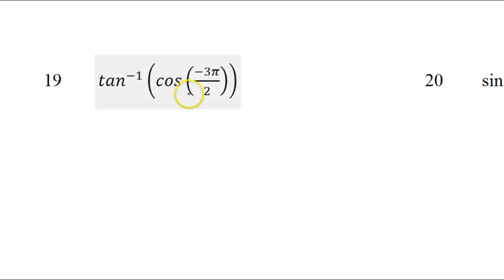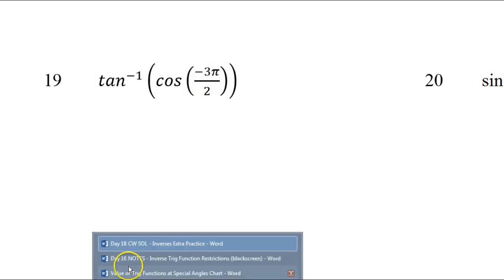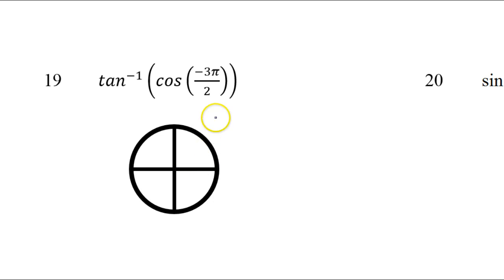Inner function, cosine of negative 3 pi over 2. Well, let's look at some pi over 2's. Negative 3 pi over 2 would be like this. I'm going this way because it's negative. 1, 2, 3. Here's negative 3 pi over 2 right here. The coordinates of this point are 0, 1. Cosine is the x value, which is 0. So that tells me that this inner function has a value of 0.